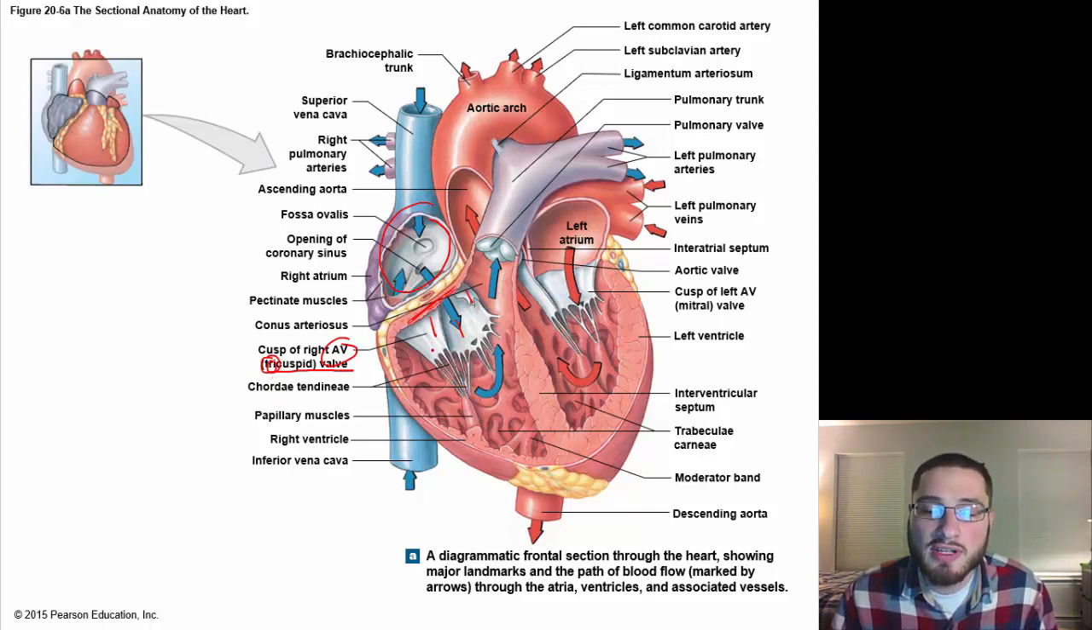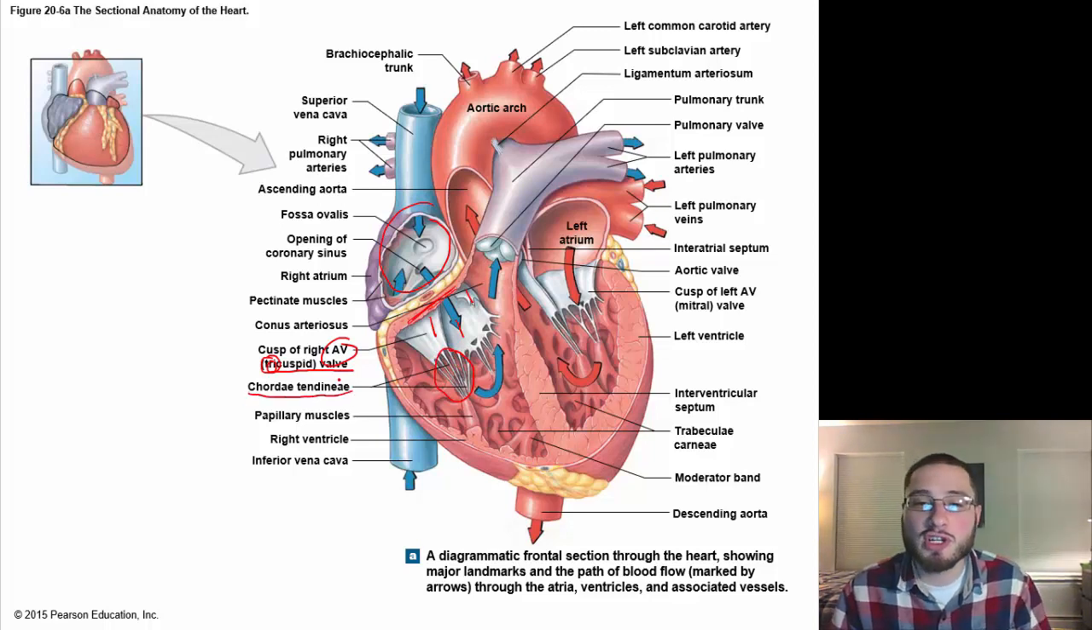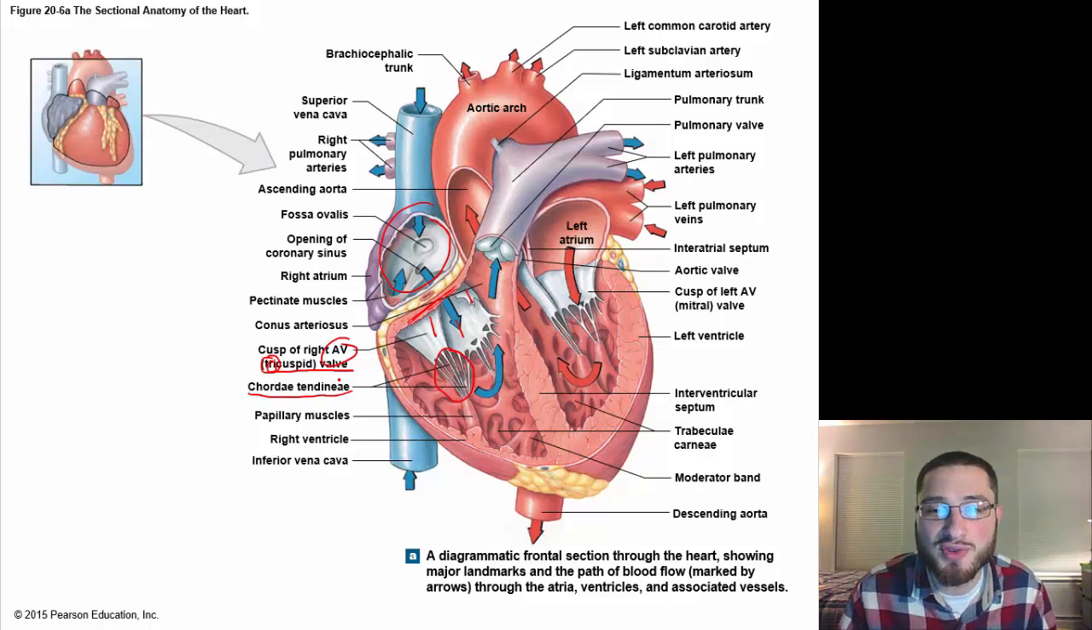Holding on to these, responsible for opening and closing these leaflets or valves, are the chordae tendineae. Those are your heartstrings. If you ever hear anyone saying that you're tugging on their heartstrings, that's what they're referring to. The chordae tendineae are what open and close these valves to allow the chambers to fill up, and then for the chambers to empty.